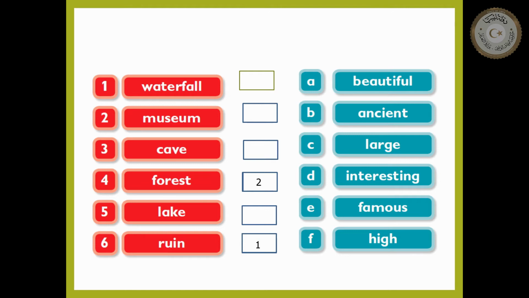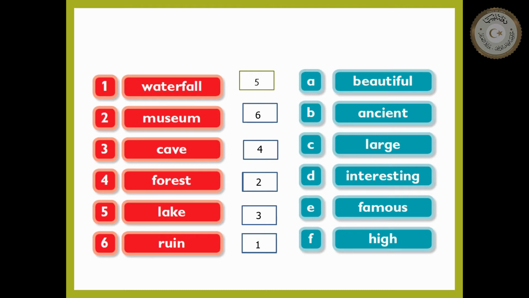It's a famous cave. Excellent. Number four, forest. It's a large forest. Number five, lake. It's a beautiful lake. The last one, ruin. It is an ancient ruin.